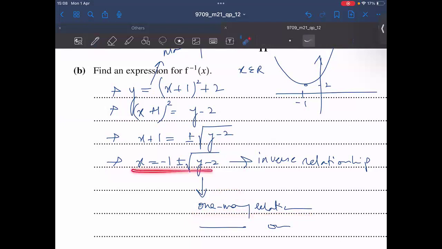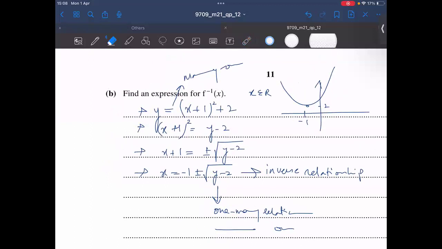So right now, this relationship is a one-to-many relationship, so we cannot call it an inverse function. I will just call it an inverse relationship. It is basically one-to-many by nature, and I'm not going to call it an inverse function as of now.